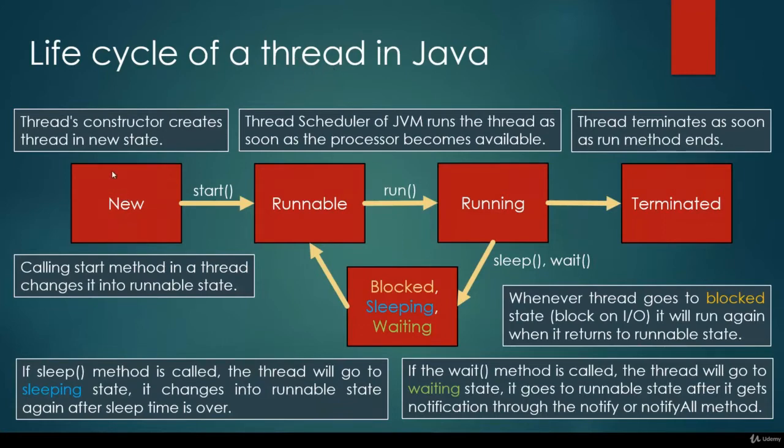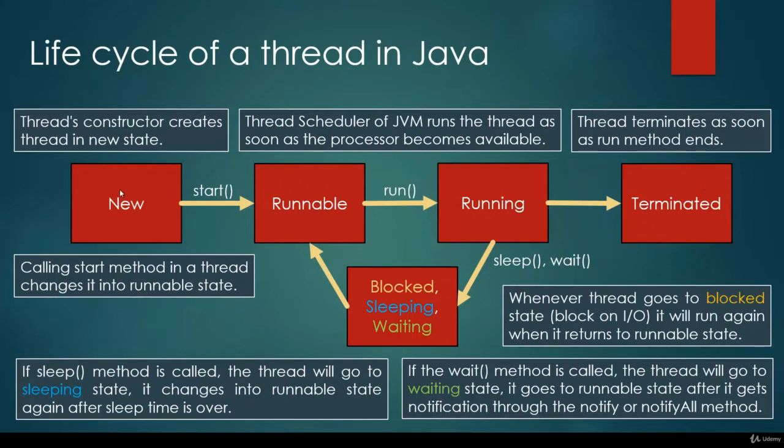Okay, let's talk about the life cycle of a thread. First of all, if we instantiate a new thread, then the thread is going to be in the new state. With the help of the start method, we are able to start a given thread, and that's when the thread will be in the runnable state. The thread scheduler of the Java virtual machine runs the thread as soon as the processor becomes available. With the help of the run method, the thread is going to be in the running state, and the thread terminates as soon as the run method ends. So this is the terminated state.